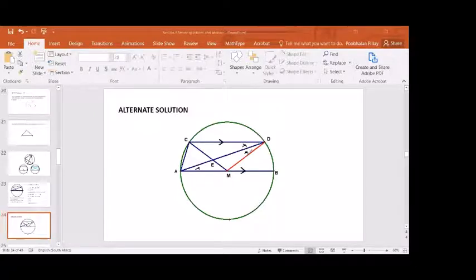MCD is equal to 2x. MCD is 2x because this angle is 2x, and these are still radii. So this will be 2x. Right? I'll be moving now. If this is 2x, what can we say? CMD is equal to 180 minus 4x. Or I can avoid the 180 minus.